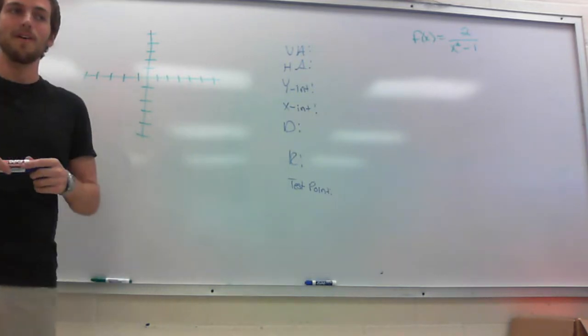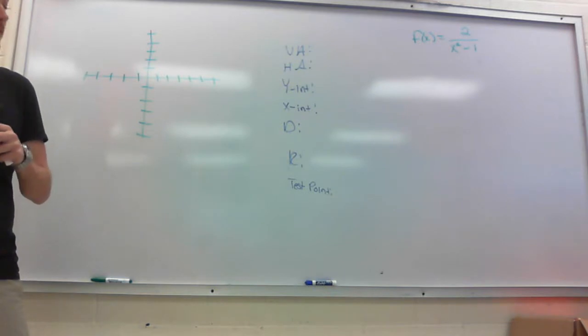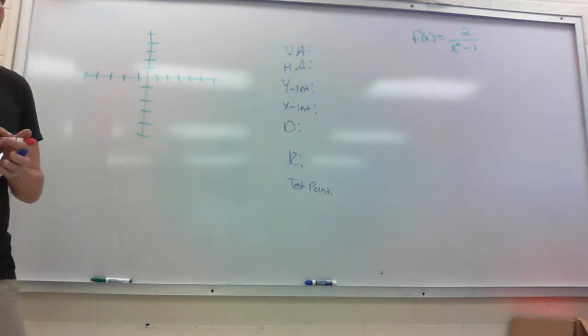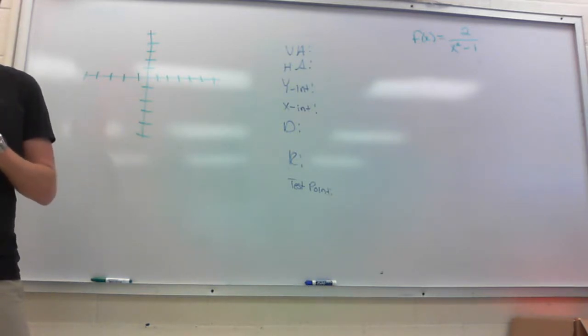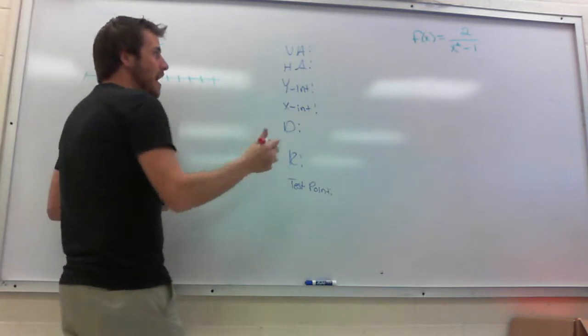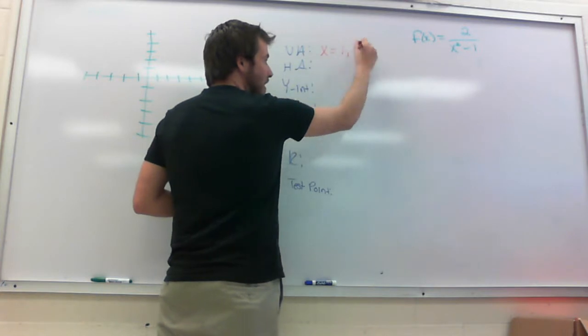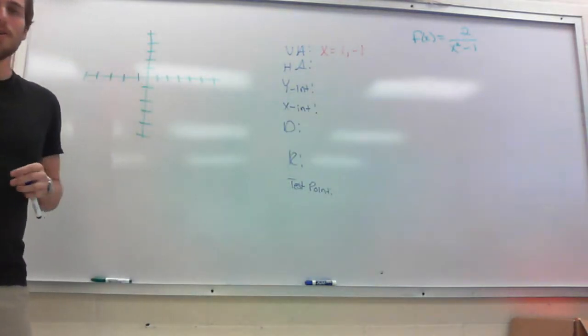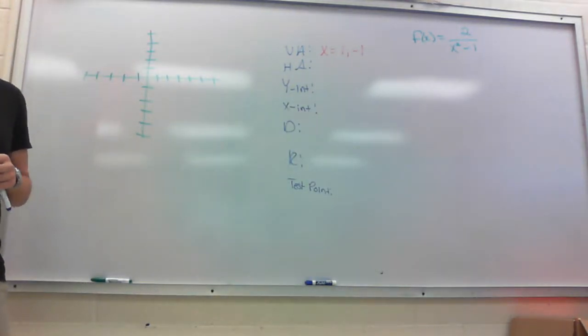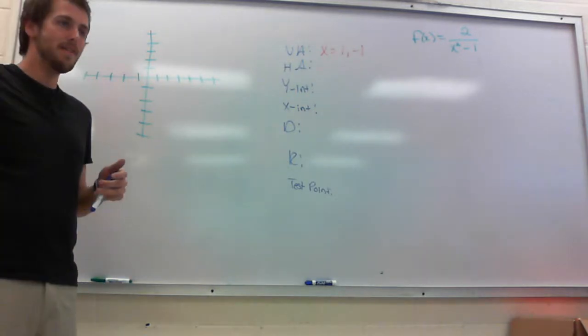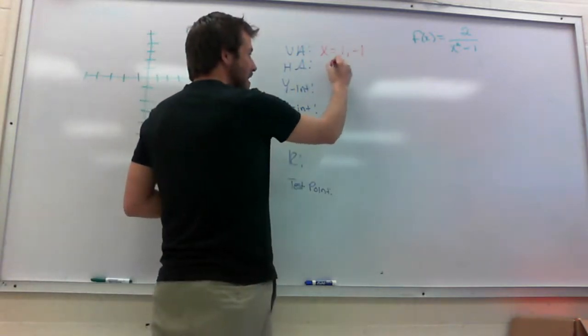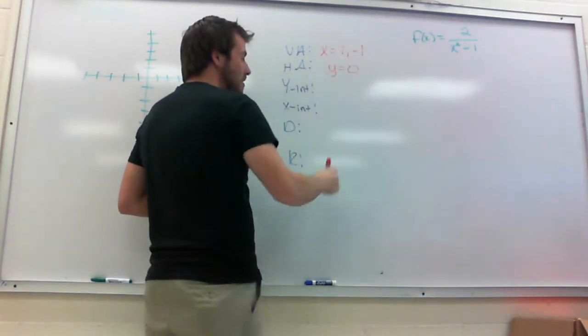But the test point will occur when I actually see it on the graph. So in this part, my vertical asymptote is the zeros of the denominator, which happens to occur at x equals 1 and negative 1. My horizontal is comparing the degrees again. There's a 0 degree on top, 2nd degree on bottom. Since the top is less than the bottom, my horizontal asymptote is still at y equals 0.